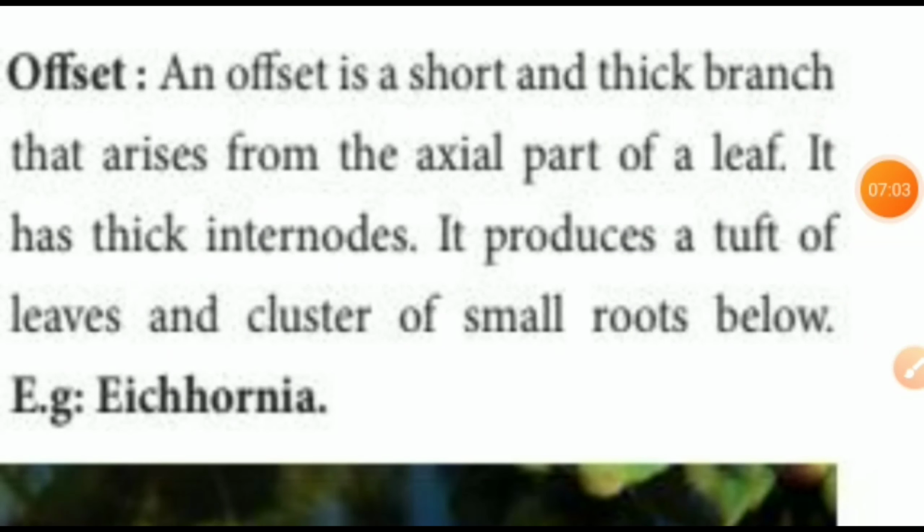Eichhornia is an example for offset. Where does it grow? It arises from the axil of the leaf. Axil of the leaf. A cluster of roots is present below. Where is it present? Below the water. Above the water, which one is present? The leaf is present.